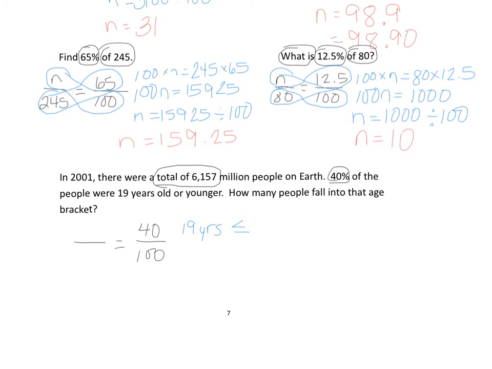They are there just for informational purposes. The fact that it says a total of 6,157, that indicates that that's going to be our denominator. Where it gives you this million people, that's going to be your units. Now we're looking for the part because what we're looking for is how many people fall into that 40% range. How many people are going to be in that 19 years old or younger? We cross multiply like we normally have been.